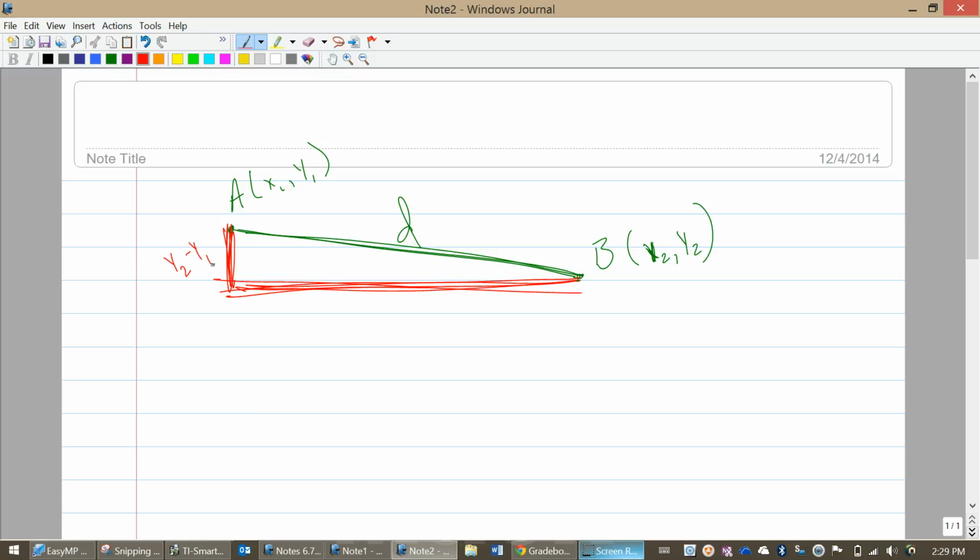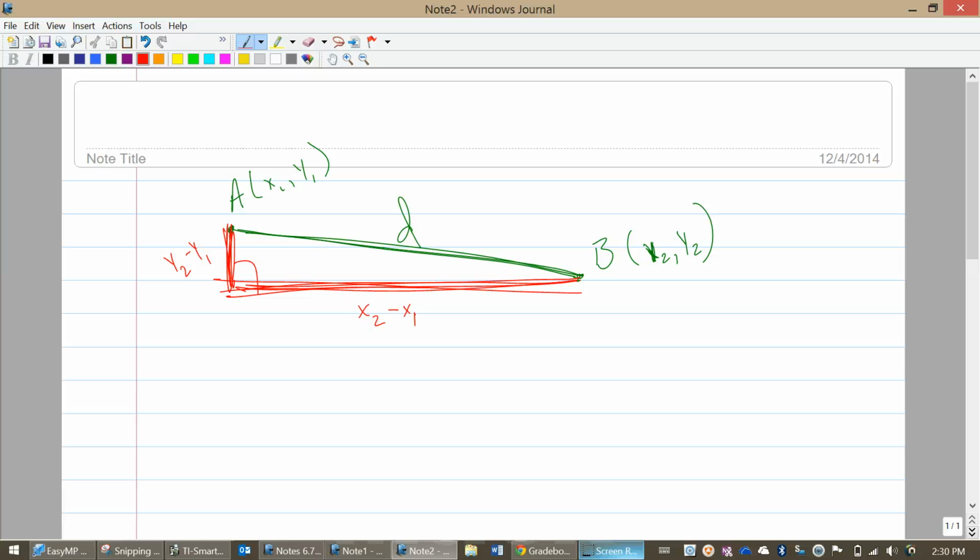The horizontal distance, we can subtract the 2 x coordinates. The left and right are the x's, so I'm going to subtract them. Do you guys see a right triangle in the picture? With the right triangle, we know how to find the distances. If we know 2 of the distances, we know how to find the third distance. Because it's a right triangle, we can use the Pythagorean theorem to find the third distance. So that's what we're going to do.